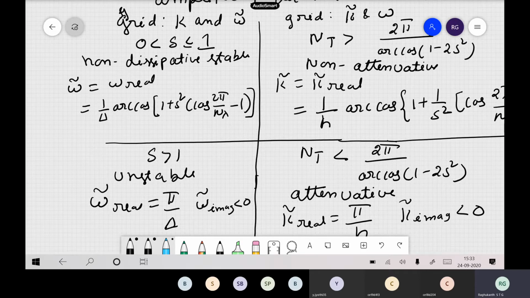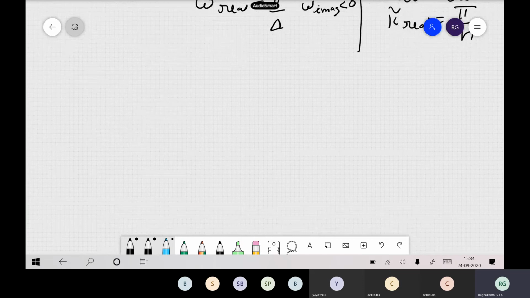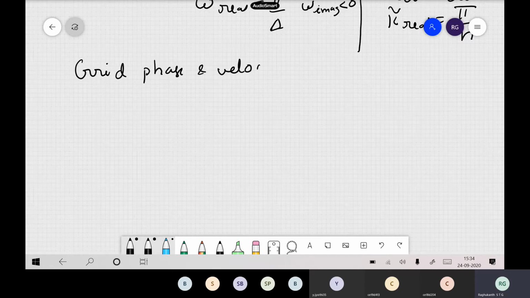So now what we do in practice, how to decide in algorithms, is we define what we call grid phase and group velocities. Grid phase velocity and grid group velocity we say.